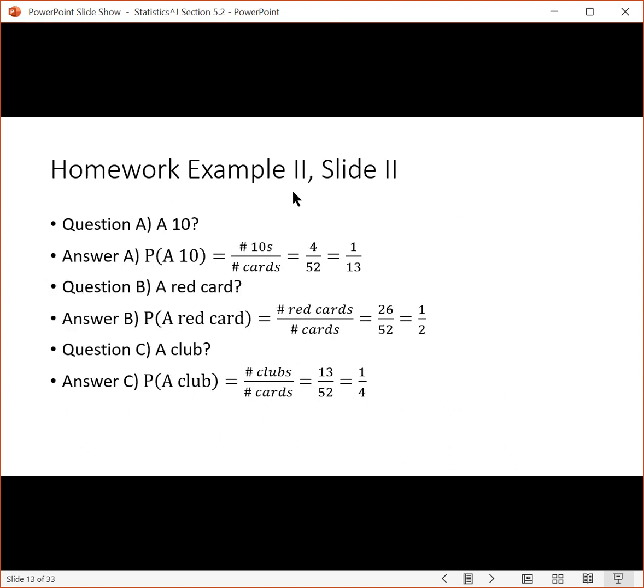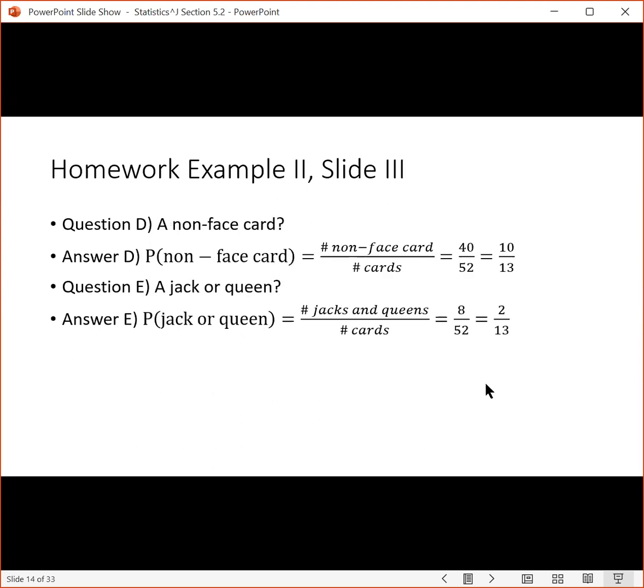So let's take a look at that. 10, we've got 4 out of 52. That's what we said. Red cards, 26 out of 52. Clubs, 13 out of 52. Non-face, 40 out of 52. And jacks or queens, 8 out of 52.